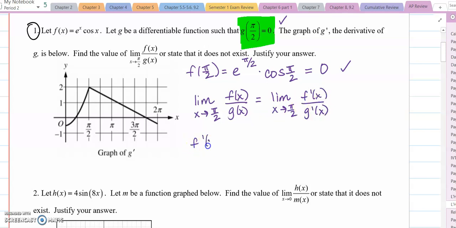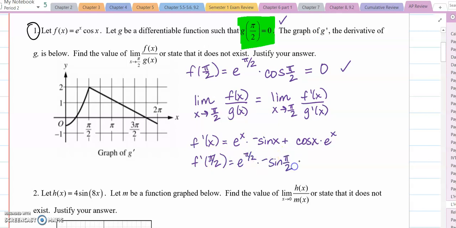Now f prime of x is going to need a product rule because f represents a product. So we have our first function times the derivative of the second plus the second times the derivative of the first. And if I evaluate this derivative at pi over 2, this part right here goes to 0 again, but this part right here goes to negative e to the pi over 2 because the sine of pi over 2 is 1.